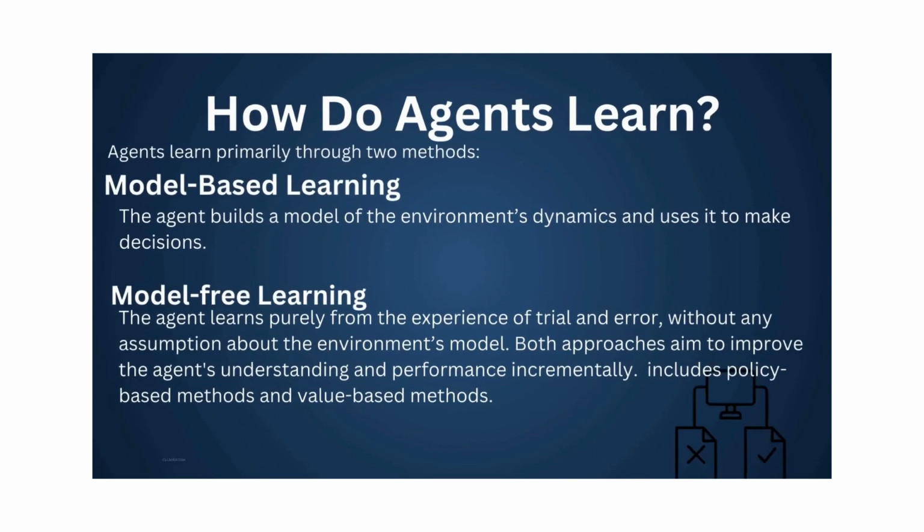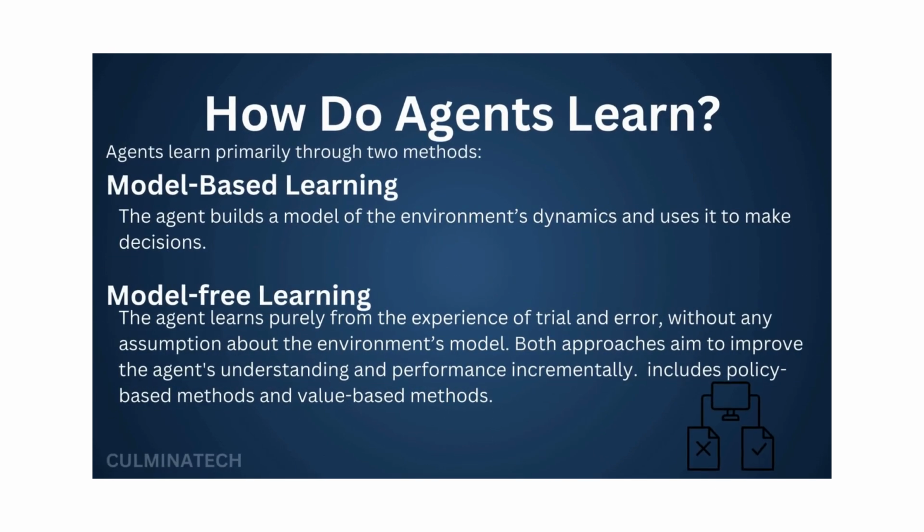And under model-free learning, we have value-based methods and policy-based methods. With value-based methods, the agent learns how good each action is by trying them out and seeing what happens. You'll see Q learning soon. Like in Q learning, the agent figures out the best actions by learning from what it gets.